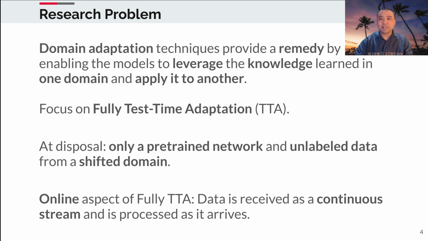In this work, we are gonna focus on a particular setting of domain adaptation called fully test-time adaptation. In this setting, what we have at disposal is only a pre-trained network and unlabeled data from a shifted domain. One particular characteristic of this setting is that it is online. Data is received as a continuous stream and is processed as it arrives.